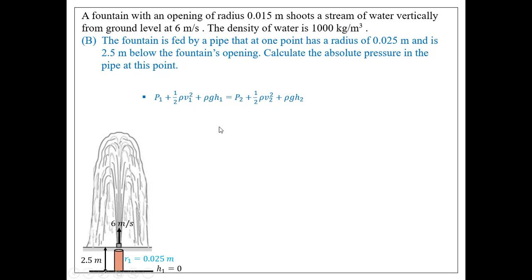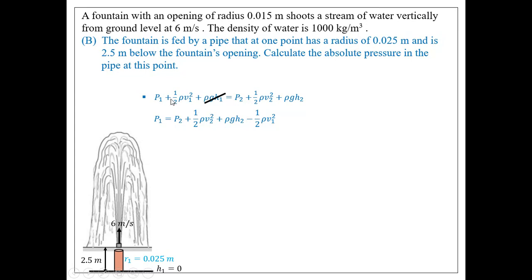Because I identified H1 as 0, I can cross out this particular term in Bernoulli's function: rho g H1, H1 being 0, and anything times 0 is just 0. So I need to solve for P1 because P1 is my pressure underneath the ground. It all depends on how you define your 1s and 2s. Again, you can go 2 and 1 or 1 and 2 like I did. So I'm going to find P1. To find P1, I need to get rid of 1/2 rho V1 squared by moving it to the left side.